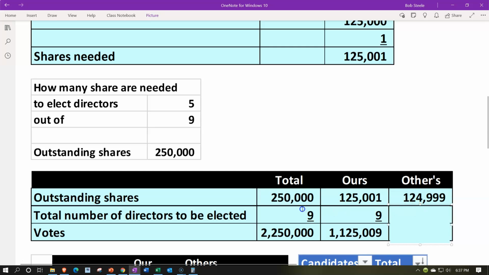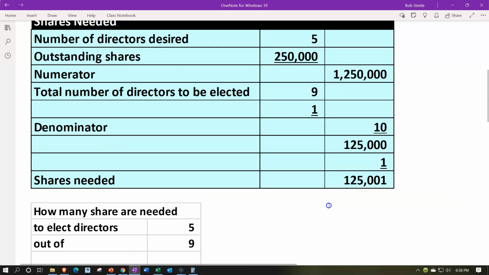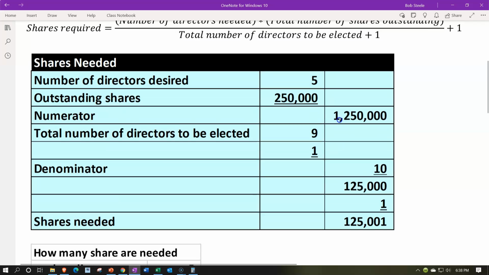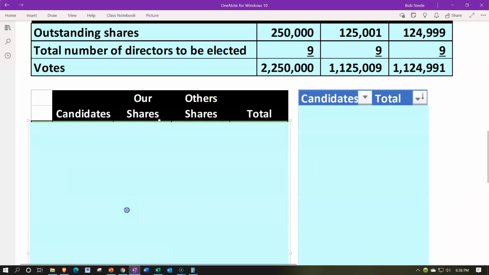The everybody else, which we're going to assume are going to try to stop us here, that means 250,000 shares outstanding minus our shares that we have control over, 125,001, gives us 124,999 times 9. That means that the votes outstanding that are not ours are 1,124,991. So our strategy is to take our votes here, the 1,125,009, and allocate them over what we believe we can maximize. And we said we want to lock down 5 of them. So we'll take our votes and spread them over five folks.